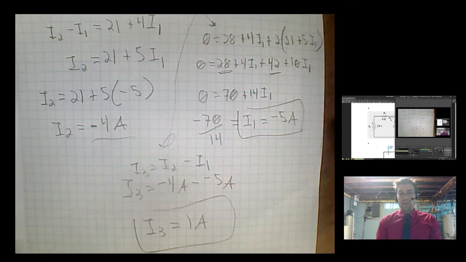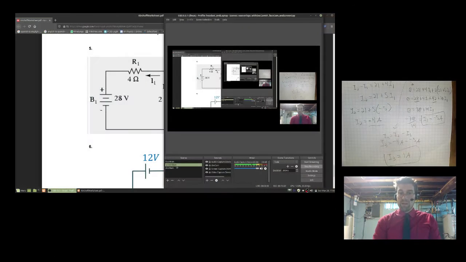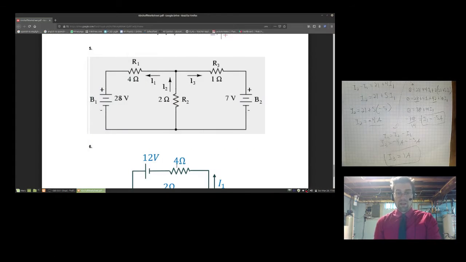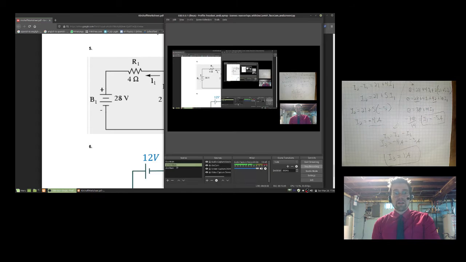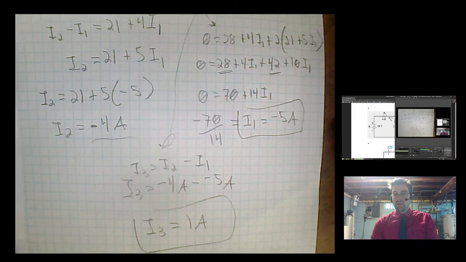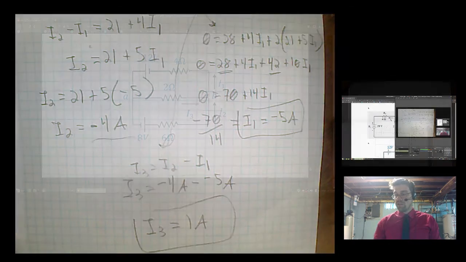So the I3 arrow was right. Let's go back to the problem. The I3 arrow was right, so that 7 volt battery really is being charged. But the I1 and I2 arrows are flipped. So current's flowing out of the 28 volt battery and into either other leg of the circuit there. Alrighty, and that's question 5.